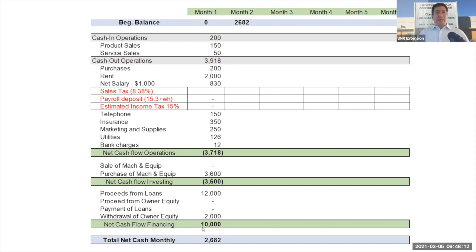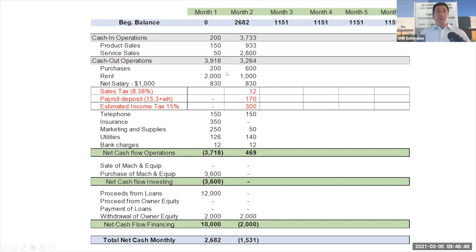Net cash flow from financing. Oh, okay. So there are some loans in and the business owner put some money in as well. Okay, now I understand why the net cash flow is positive. It's because the business owner took some loans and put some money in, and that keeps a positive balance in the bank account. It's not because the business is making money, because if I look at the net cash flow from operations, it's not making money so far. So, okay, let's move on.